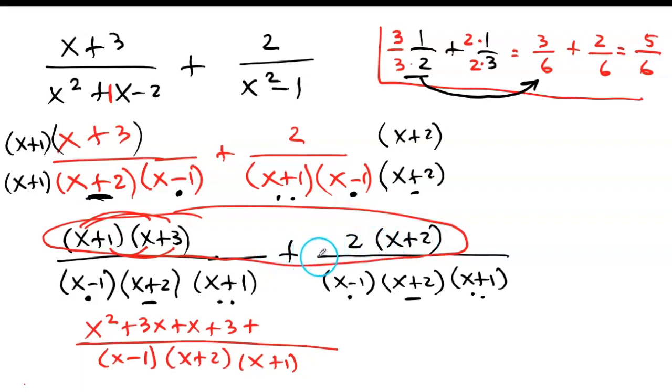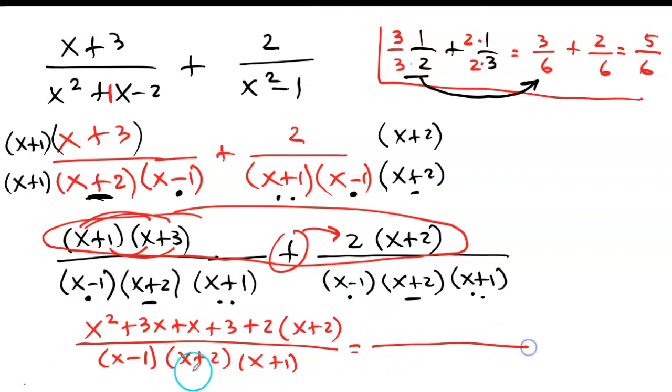Be careful here. My suggestion is to put 2 and then x plus 2 and then distribute, so you're aware that this sign is going to change whatever you have here. Because it's a positive, it doesn't matter to us. Extra step, doesn't matter. Keep the same denominator: x minus 1, x plus 2, x plus 1.